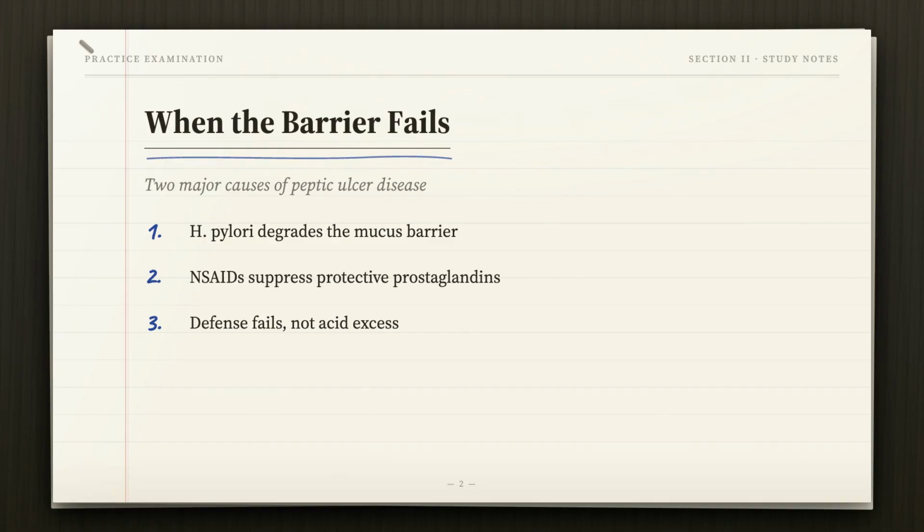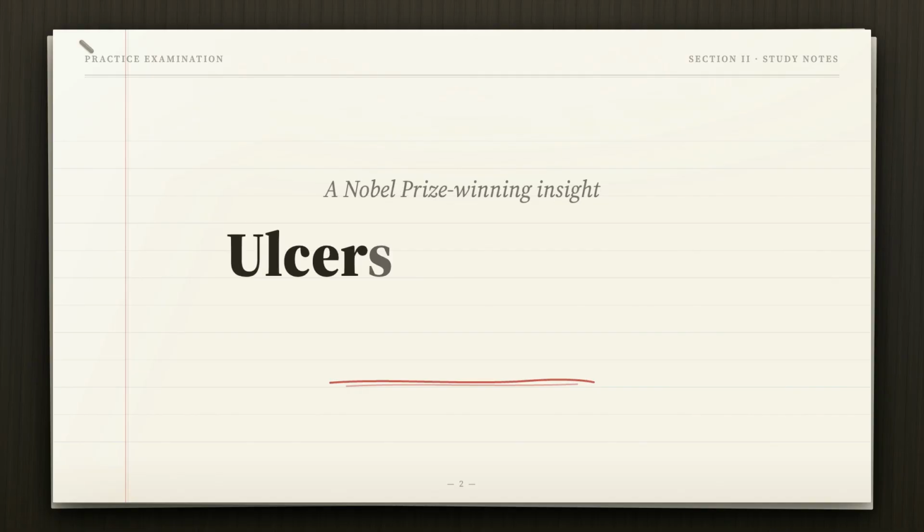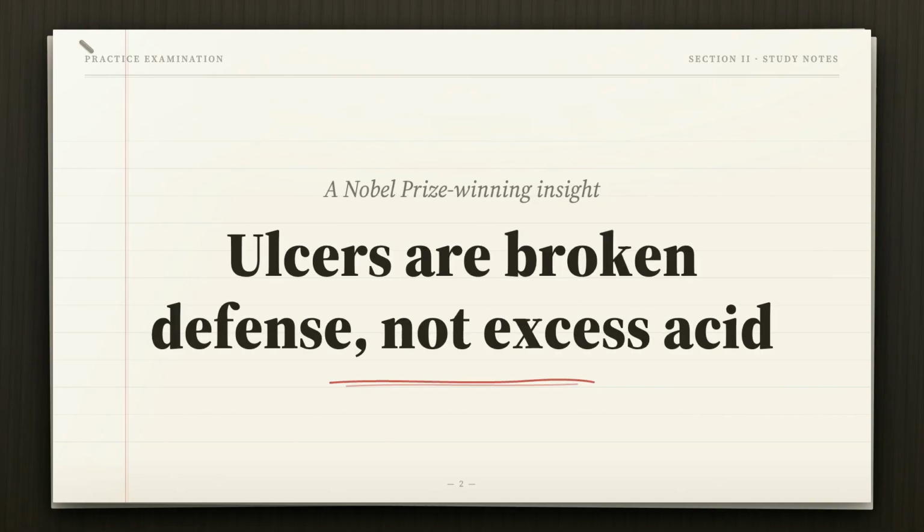In most cases, acid output is normal. This is a failure of defense, not an overproduction of attack, except in rare gastrin-secreting tumors. Discovering that a bacterium causes most ulcers overturned decades of blame on stress and diet, transforming a lifelong condition into one curable with antibiotics.